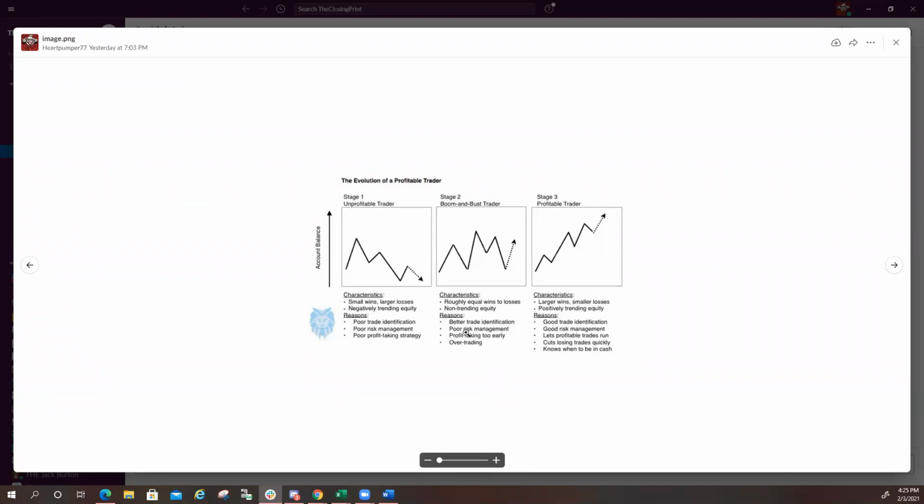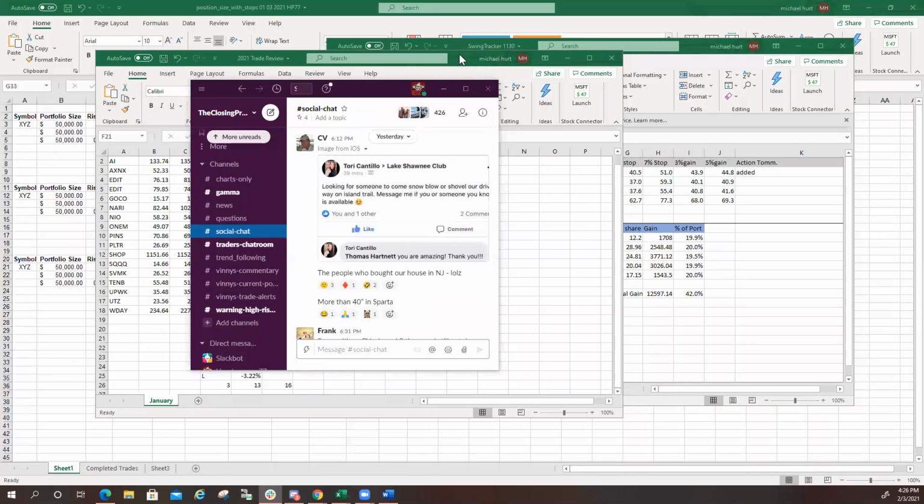We did have better trade identification. I wouldn't say poor risk management. We cut our losses. Profit taking too early. It was a tough end of the month for a lot of people. But then we want to move to the profitable trader, which is larger wins, smaller losses, positive trending equity. This is what your equity curve is going to look like. But we have all these reasons here: know when to be in cash, which means watching the market, let profitable trades run, cut losing trades quickly, good trade identification, and good risk management. So these are the 3 levels that we want to move into to become profitable traders. So hopefully that helps.